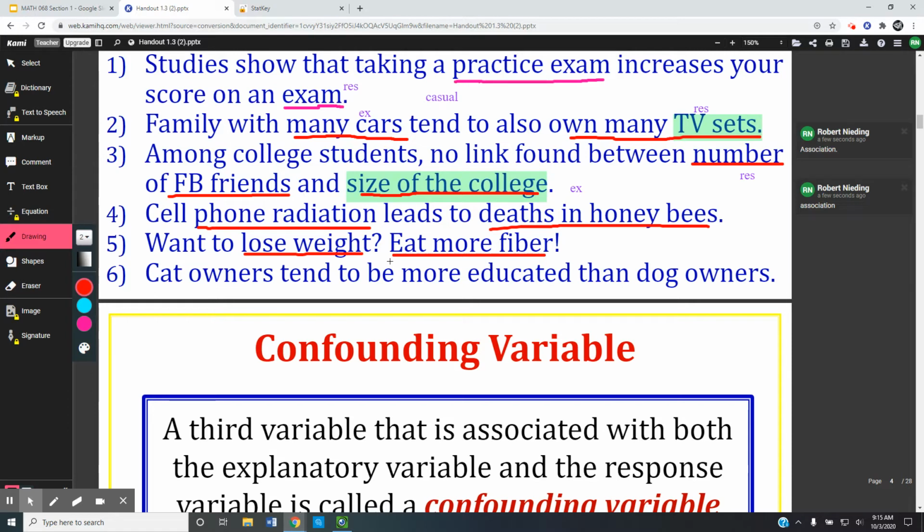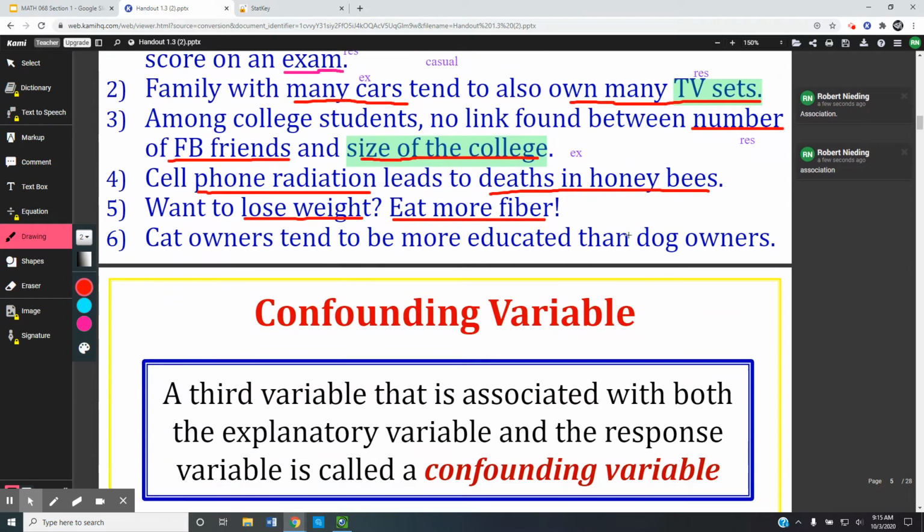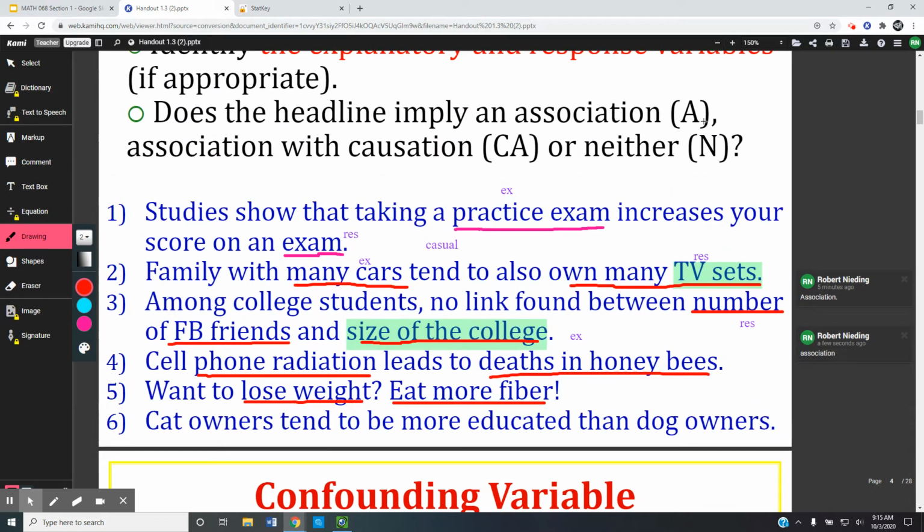But number 6, cat owners tend to be more educated than dog owners. Okay, well, what are we talking about here? First of all, we would need something to compare to something else. So first of all, we don't have an explanatory. All we have is a statement saying one thing tends to be more than another thing, and this one would be a neither of anything going on. We can't even really identify an explanatory and a response here. If we can't even find an explanatory and response, then we can't assign association or causal. We would be neither.